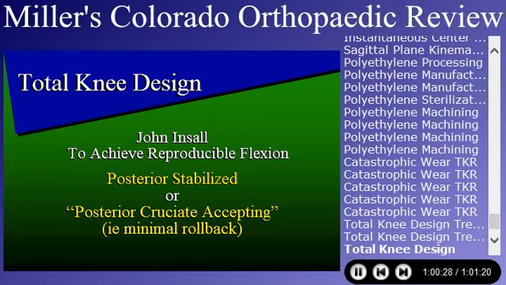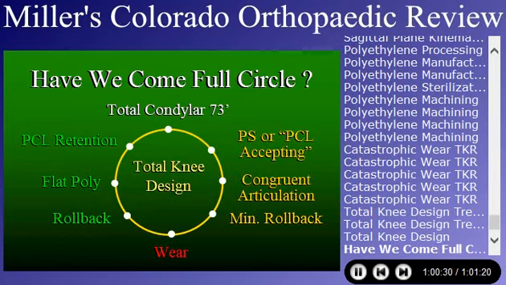So if you look at it, we started with a total condylar knee in 1973. ACL, PCL is out. You save the PCL to give you a little bit more flexion, which was thought to be good. Patients were happy. You flattened out the polyethylene. You got the rollback, and then you got this catastrophic wear. Then he said, oh, crap, I got this polyethylene wear. We've got to do something about it.